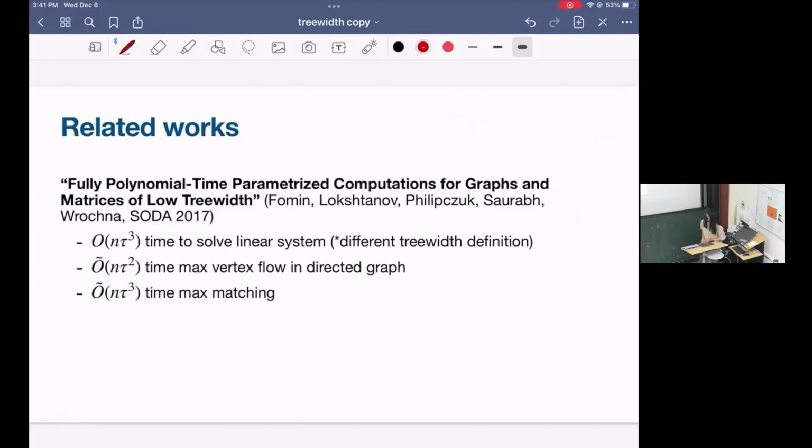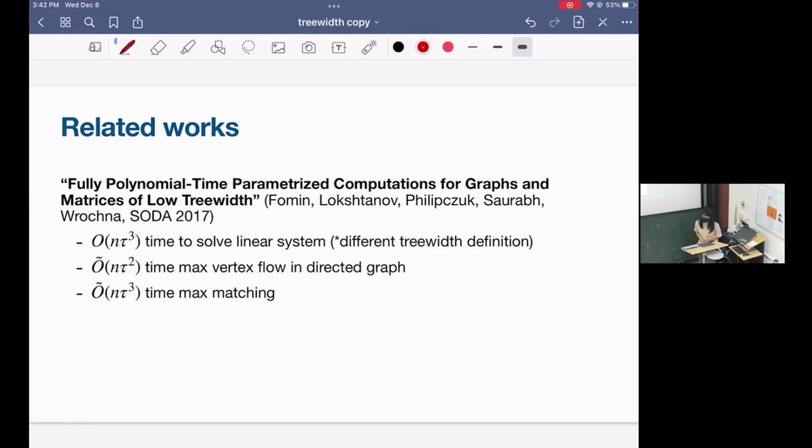Okay, and of course, more recently, we have some authors here at the workshop. There's this paper in SODA 2017 that shows how to solve linear systems in fully polynomial time, except they use a different Treewidth definition than we do in our paper. And also they have some results on, for example, max vertex flow and also max matching.